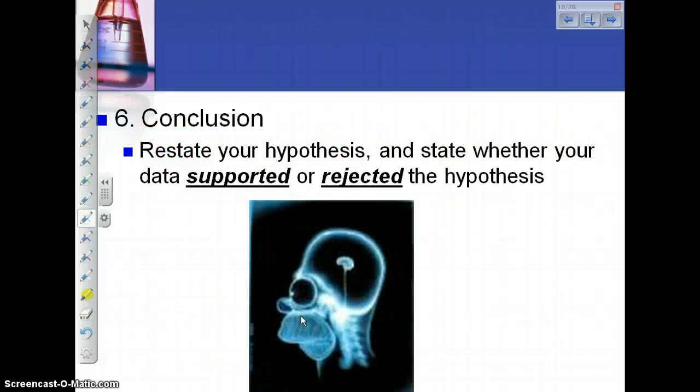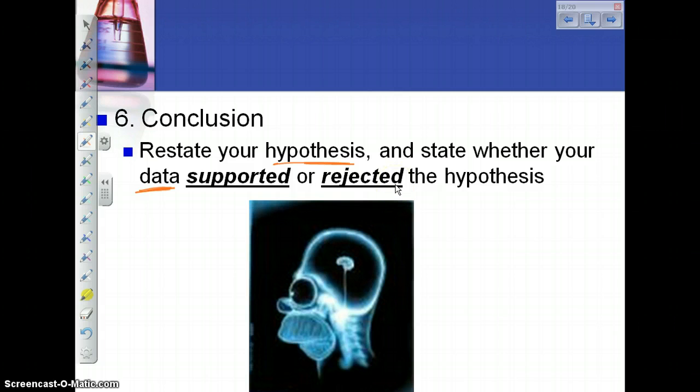Following up the experiment, after you've collected all of your data, in which you have both quantitative and qualitative data, we're going to make a conclusion. Essentially a conclusion is restating what your hypothesis is. And you need to state whether your data, so you're not referring to what you think or what you feel, but what did the data say, and did the data support or reject the hypothesis?